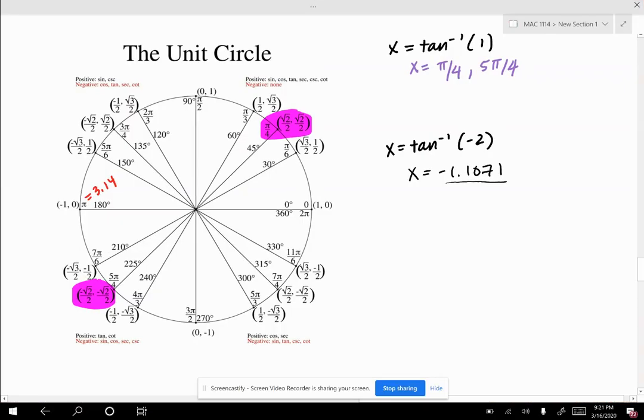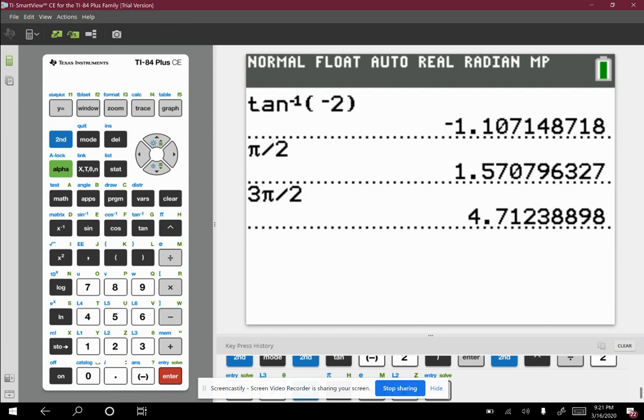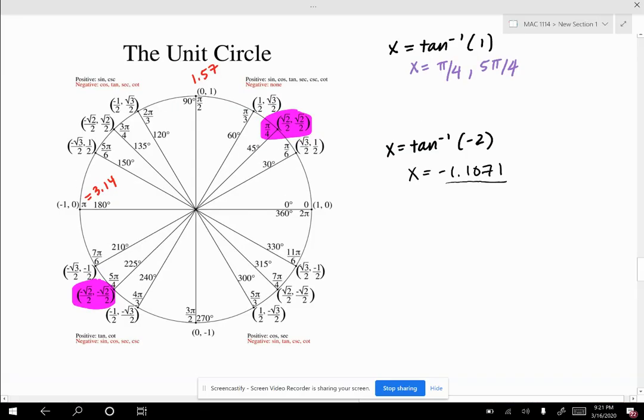So if I go back and label this, 1.57. If I want to know what 3 pi over 2 is, let's calculate that really quick. 3 pi divided by 2 is 4.71, and 2 pi would be 2 times 3.14, which is 6.28. Okay, so I just labeled my unit circle all the way around in radians, but I converted them to decimals just so that you guys could see where our angle fits.